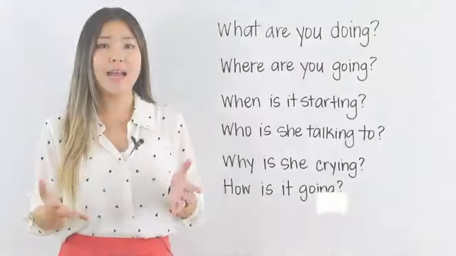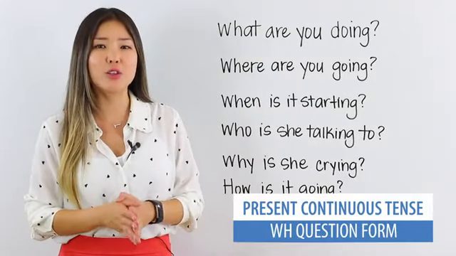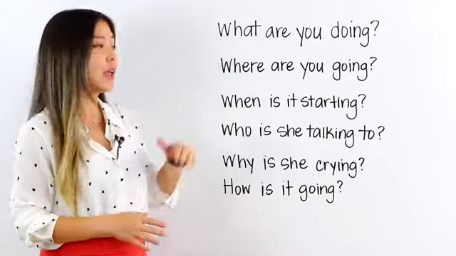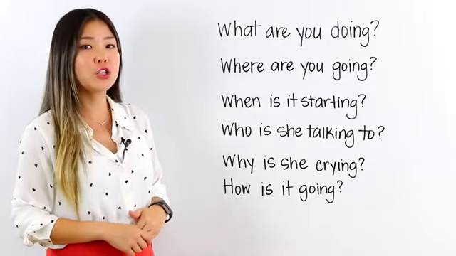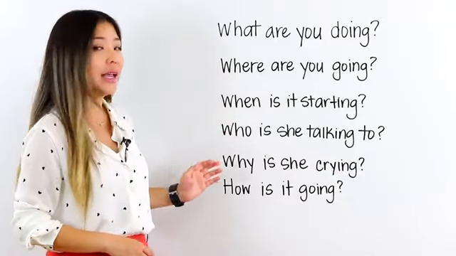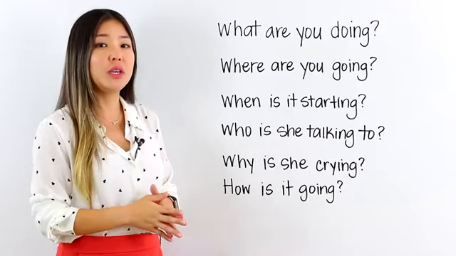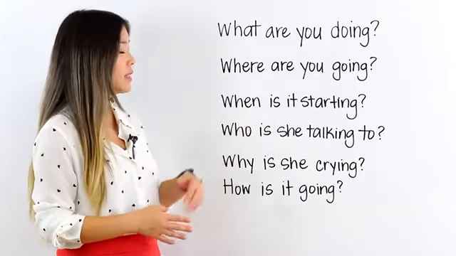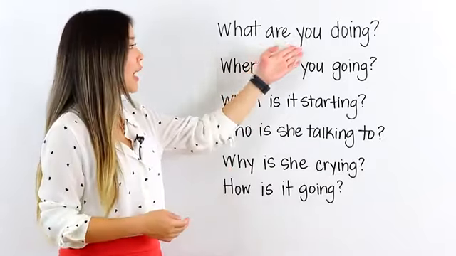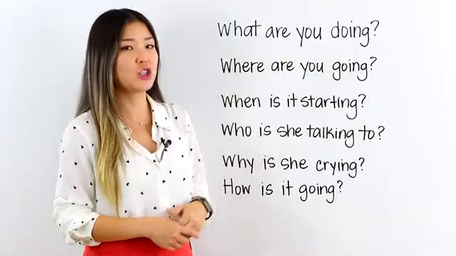Let's move on. Now, let's talk about the WH question form for the present continuous tense. I have some examples here, and you'll notice that we start with the WH questions: what, where, when, who, why, and how. What comes after? You'll notice it's the be verbs, are, is, and if the subject is I, am. So after that, you have the subject and then the verb ing.